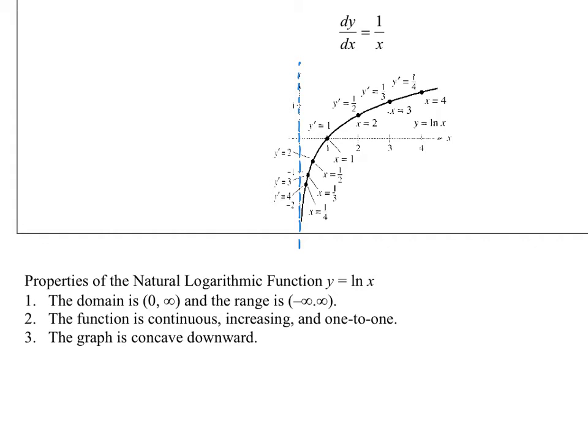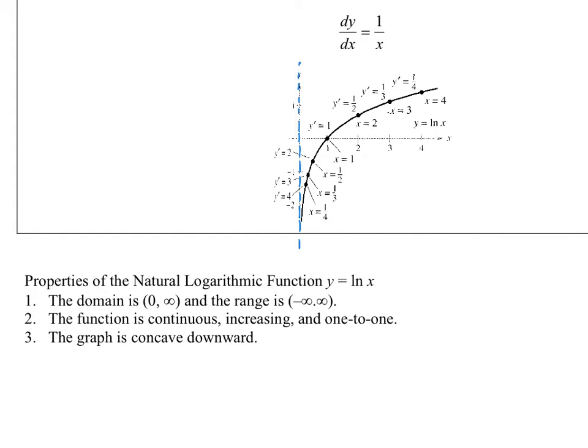This function is continuous over its whole domain. It is increasing over its whole domain, which means its derivative will always be positive. And it's 1 to 1. Now 1 to 1, if you remember a function, every x gets mapped to exactly one y value. If it's 1 to 1, then every y is the result of only one x value.